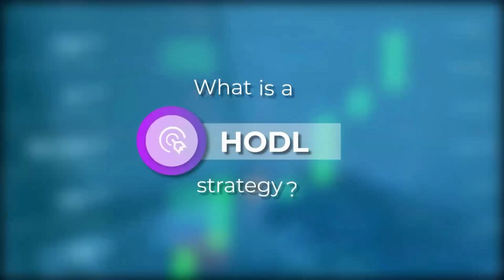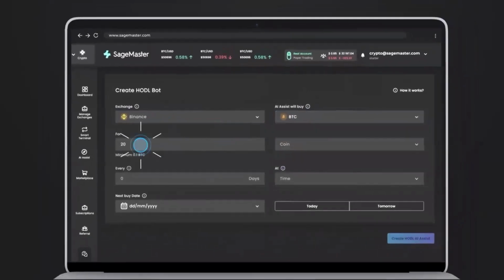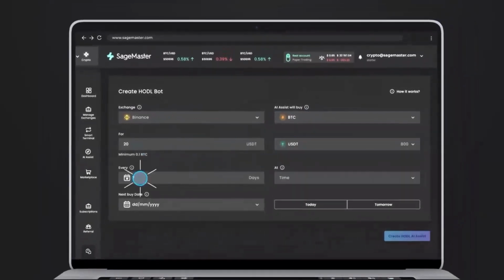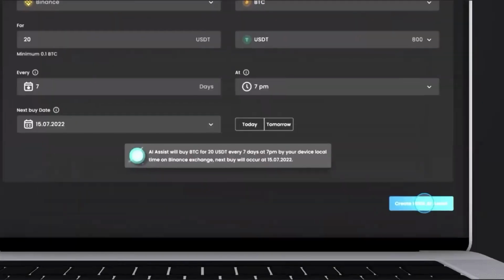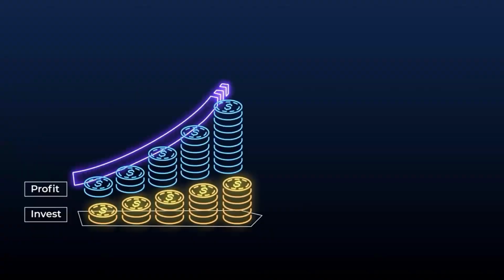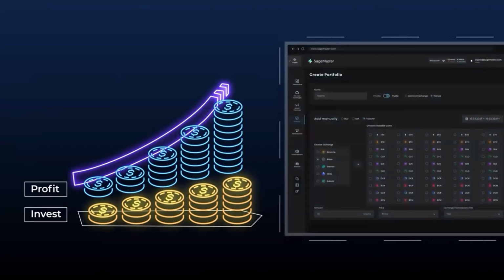What is a HODL strategy? If you are someone who has no time for trading or keeping up with the crypto market, you can still reap the benefits. For example, I want to buy BTC for 20 USDT every 7 days for 6 months. Sage Assist will now place a buy order of 20 USDT at 7 day intervals for the next 6 months. Such an approach allows me to accumulate BTC gradually to increase my portfolio value.